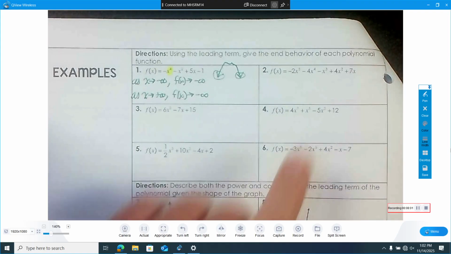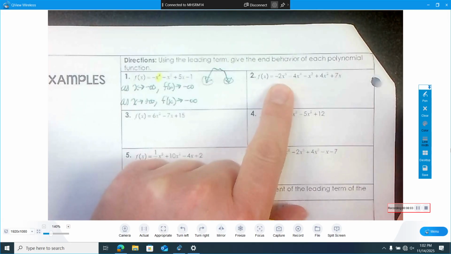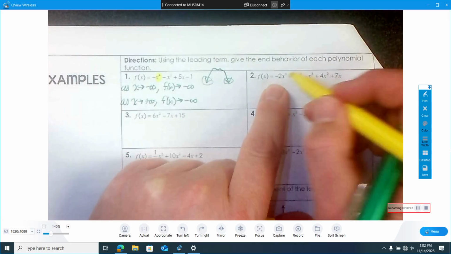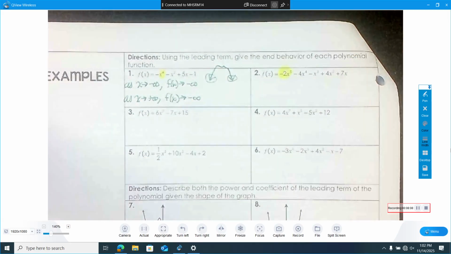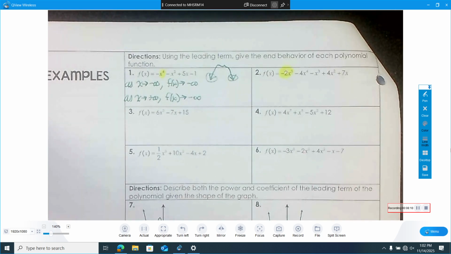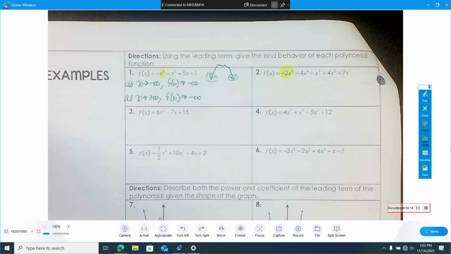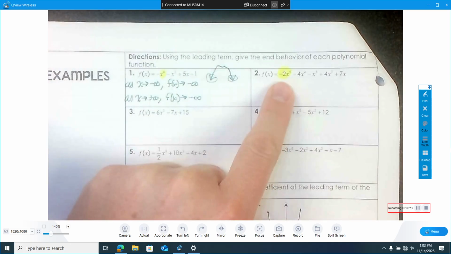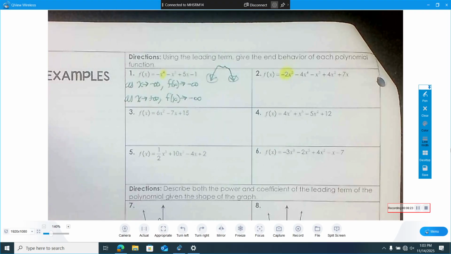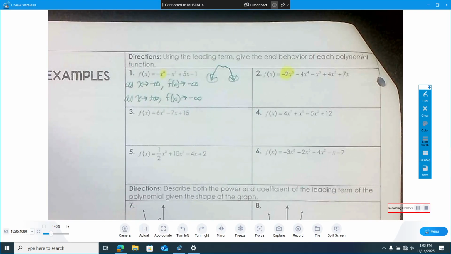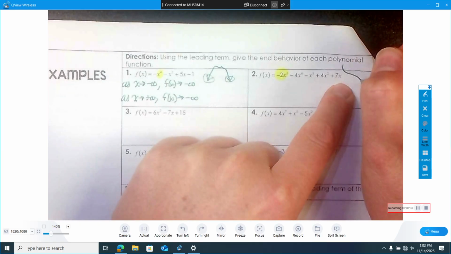So number 2, our leading term is negative 2x to the 5th. So the degree is 5. Even or odd? Odd. So the arms are odd. Okay? They're either like this or they're like this. Our leading term, the coefficient is negative 2. So is this a going uphill thing or is this a going downhill thing? Downhill, yeah. So this is going downhill.